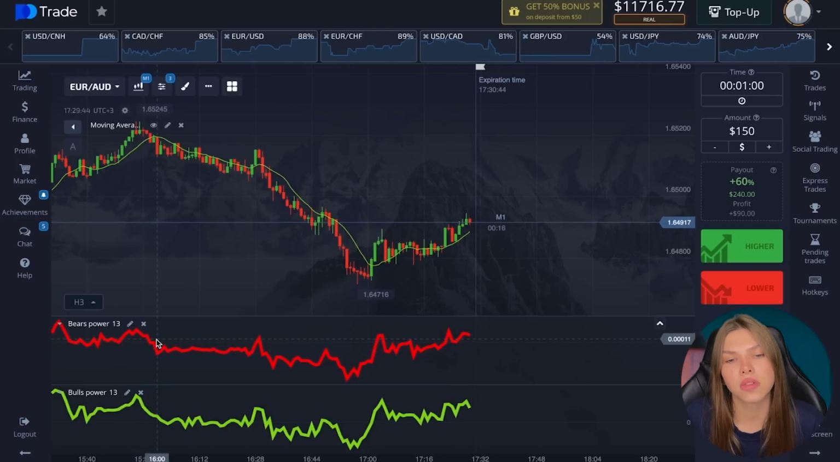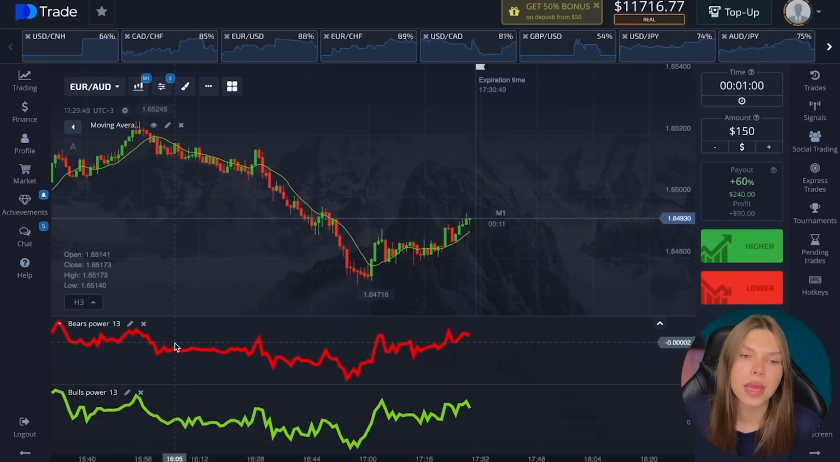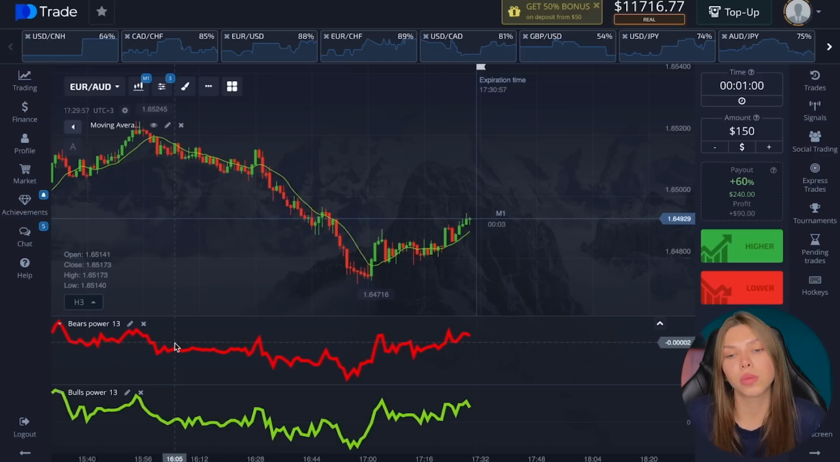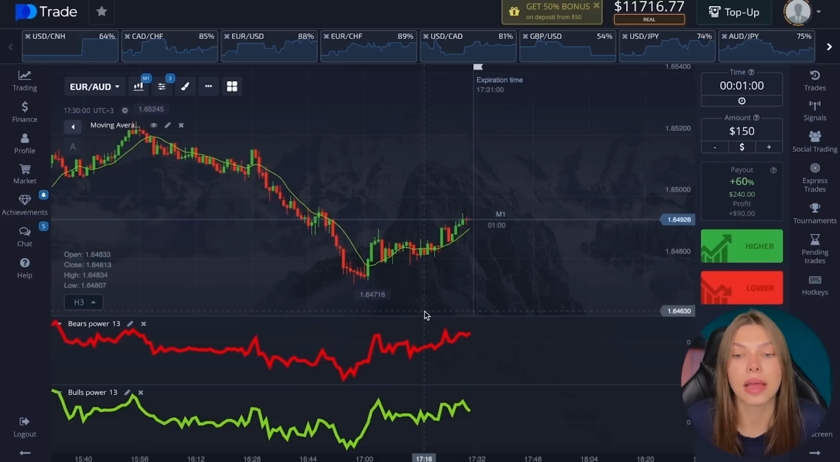So the bear strength indicator is the reverse of bull strength. Its task is to determine the movement when the price diverges from the moving average reading and an imbalance is formed in the market. So let's deal with the issue of using this technical analysis tool.